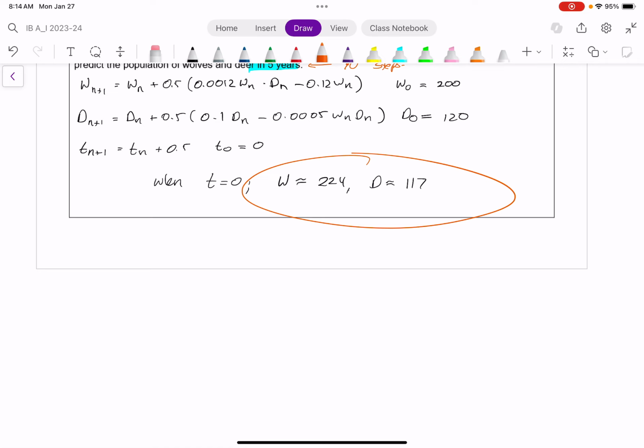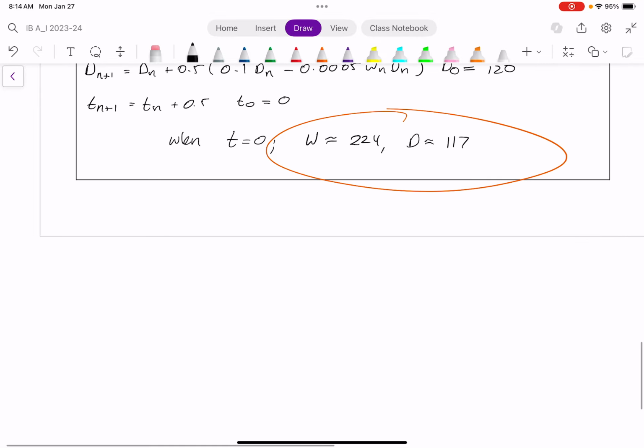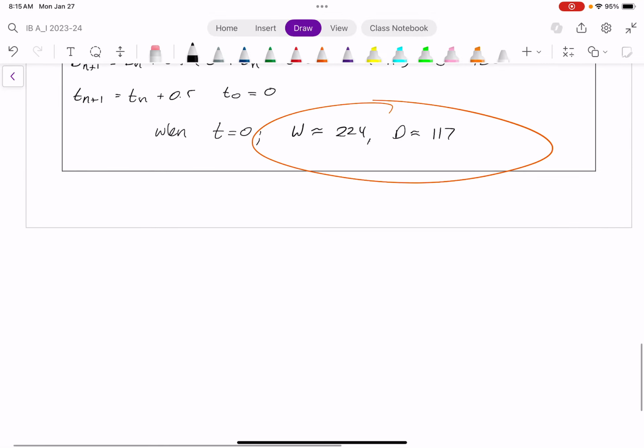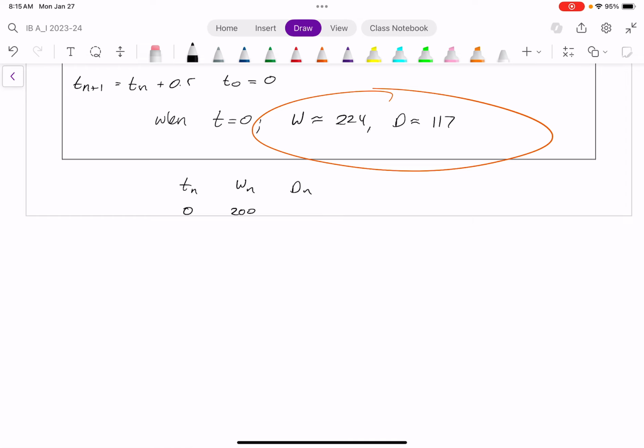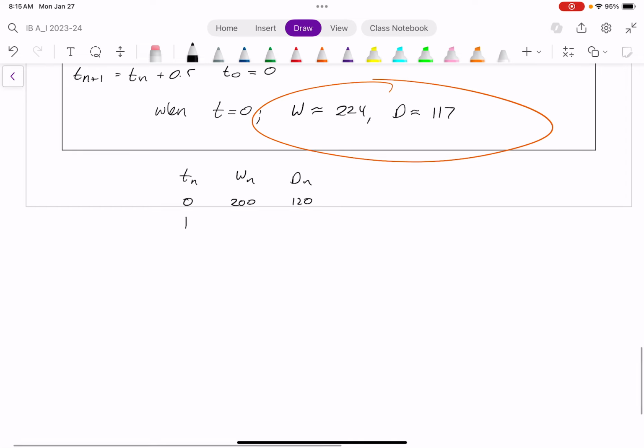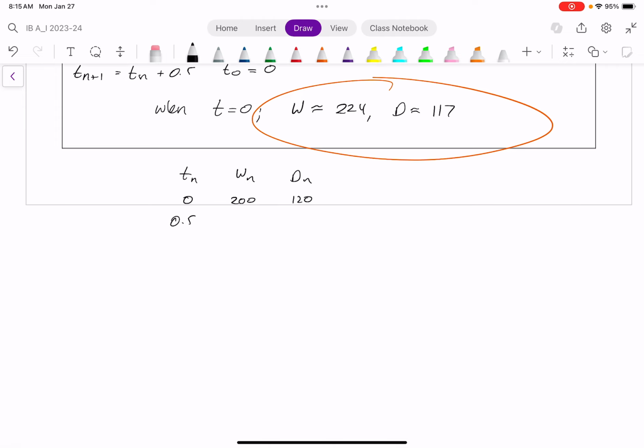Keep in mind, just to make sure, I'll show you some of the values that I see for my sequence here. So again, I'll write it like this: Tn, Wn, Dn. At time 0, we should have what we're given, 200 and 120. Time 0.5, because we're going up in 0.5 steps, you should see in your GDC about 202.4 for wolves, and again, about 120 for deer, which means the change is so small, it's pretty insignificant so far.